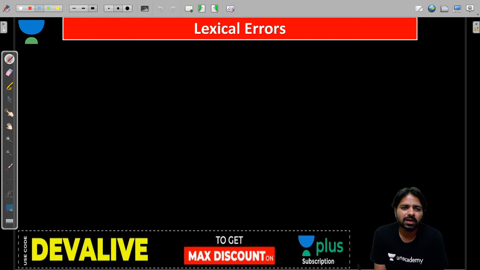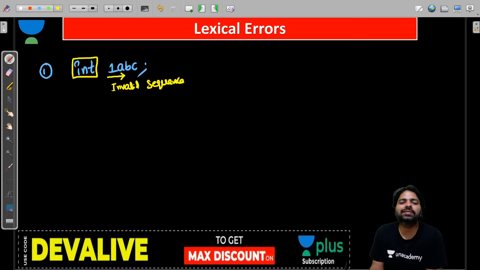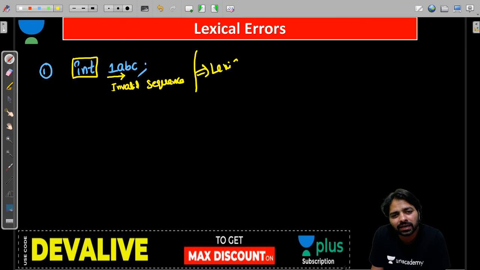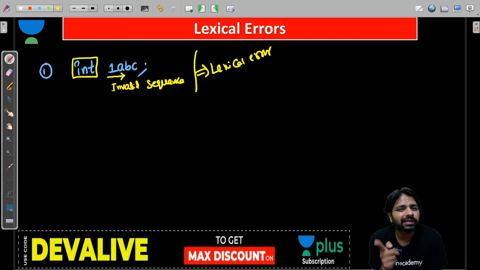Lexical error, what is it, guys? When you write int 1abc, this is the token, and when you try to scan from here, 1a is called an invalid sequence. It will understand it has an invalid sequence and immediately produce a lexical error. You know that an identifier name should not start with a digit, but the system does not know that, and it happened.